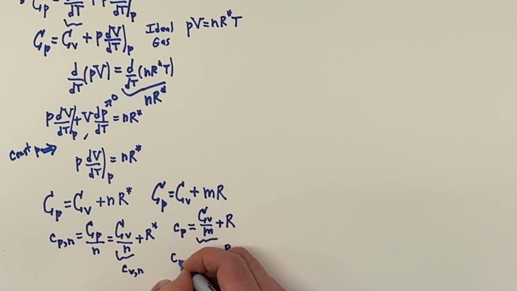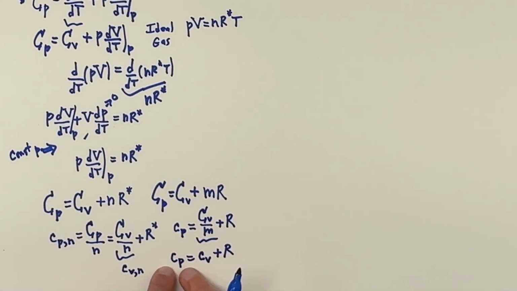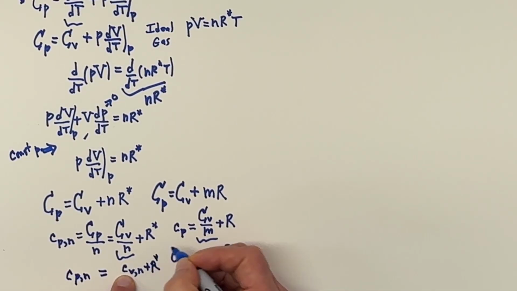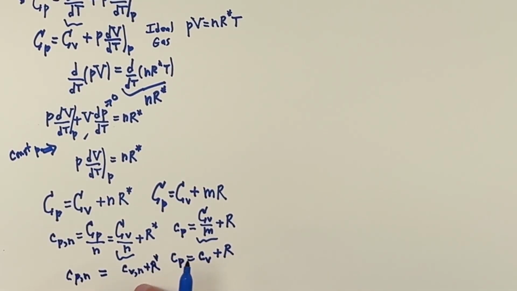So I have this cool relationship that the specific heat at constant pressure is the specific heat at constant volume plus R. Or if we want to use the language of chemistry, we would say that the molar specific heat at constant pressure is the molar specific heat at constant volume plus the ideal gas constant, R star. So there you have the two. Chemistry here and atmospheric science there.